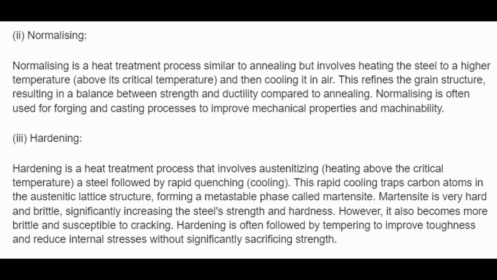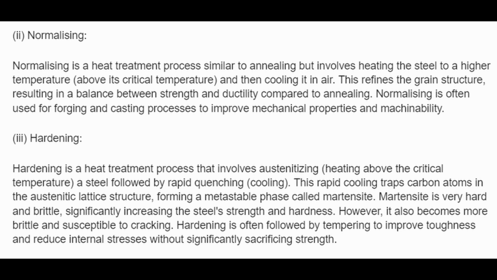2. Normalizing. Normalizing is a heat treatment process similar to annealing, but involves heating the steel to a higher temperature above its critical temperature and then cooling it in air. This refines the grain structure, resulting in a balance between strength and ductility compared to annealing. Normalizing is often used for forging and casting processes to improve mechanical properties and machinability.